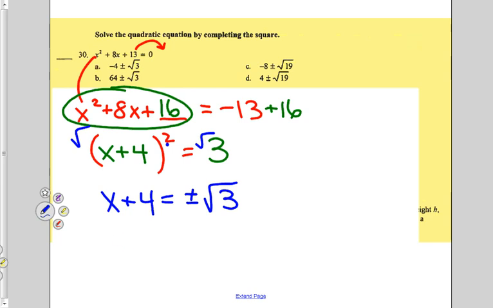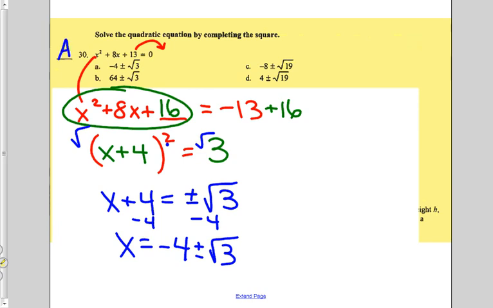To get x by itself, you take away 4 from both sides, right? And typically we write the rational number before the irrational number. Negative 4 plus or minus root 3. That concludes problem 30. There ain't no more.